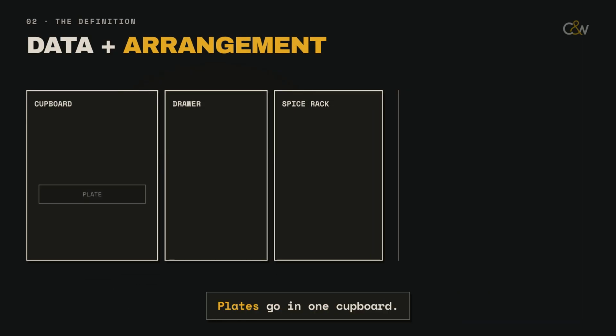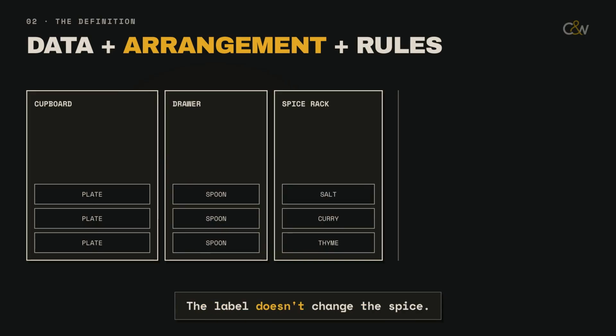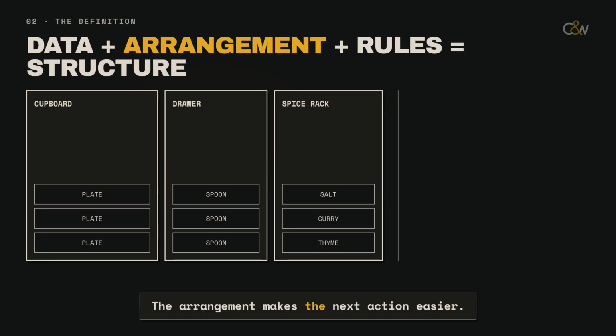Think about a kitchen. Plates go in one cupboard, spoons go in a drawer, spices sit on a rack with labels. The cupboard doesn't make a plate better. The label doesn't change the spice. The arrangement makes the next action easier.